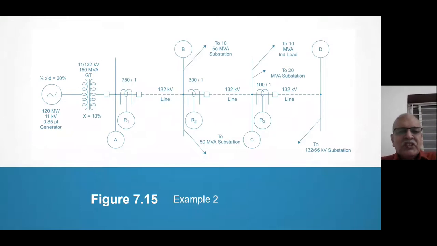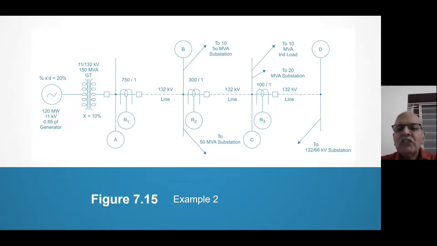So this is our system, my dear friends. We have got a 120 megawatt, 11 kV, 0.85 PF generator, with X_d dash, because while calculating the relay settings, we go for X_d dash, as in that period the relay is operating. We are taking subtransient direct axis reactance. Then an 11 by 132 kV, 150 MVA generator transformer, X equal to 10%. One line AB is there, a 132 kV line. It is fed by a 750 by 1 CT to R1.